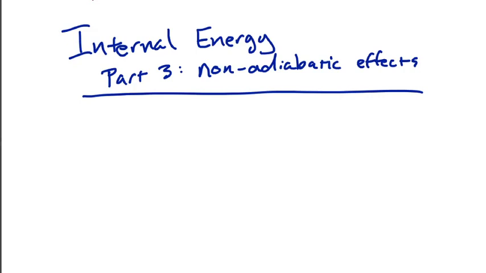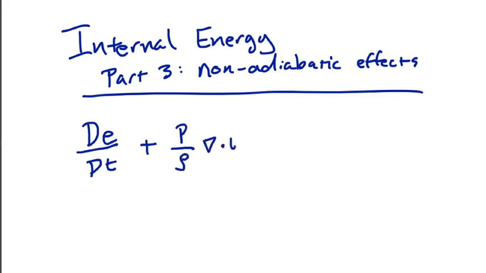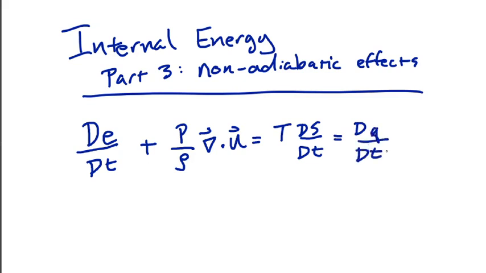With the internal energy equation, let's now consider what some of the non-adiabatic effects can be that we might encounter in fluid dynamics. The internal energy equation is given by dE/dt, the internal energy, plus p over rho times the divergence of the velocity u. And then we wrote this as either T dS/dt, the specific entropy, or as dq/dt.